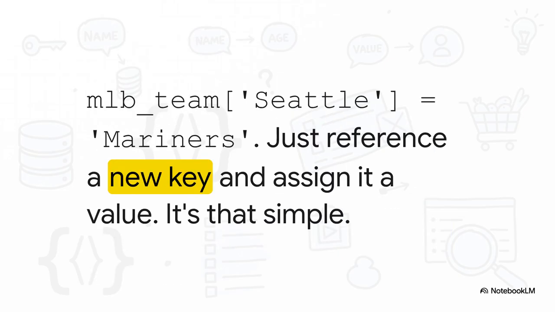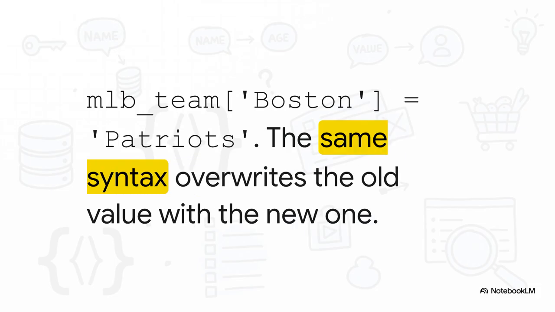Need to add a new team? It is ridiculously easy. You just name the new key you want, in this case, Seattle, and you assign it a value. That's it. Our dictionary just got bigger. And get this, changing something that's already in there uses the exact same move.